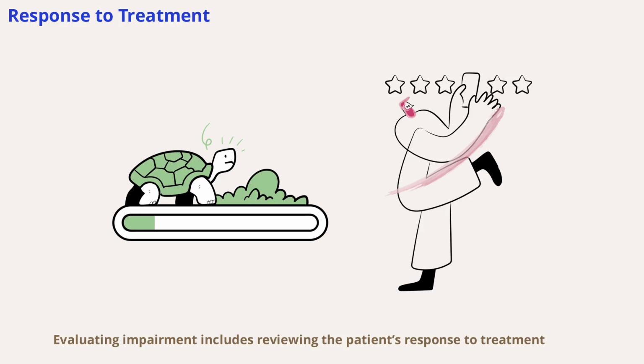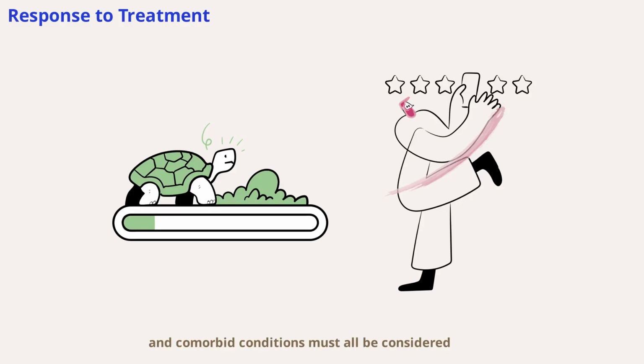Evaluating impairment includes reviewing the patient's response to treatment. Has the treatment been appropriate and followed accepted guidelines? Has it improved function? Medication adherence, side effects, and comorbid conditions must all be considered. Residual symptoms after optimal treatment represent the true degree of impairment. This thorough review ensures that ratings reflect the patient's best possible outcome.